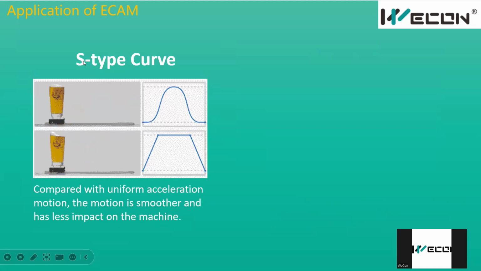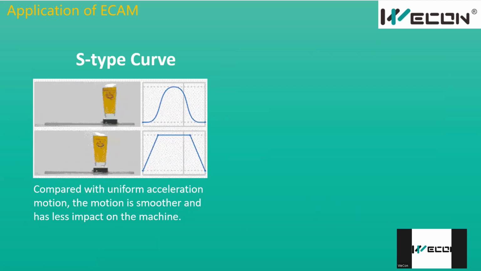Another application, the S-type curve. We can see, compared with uniform acceleration motion, the S-type curve will make our rods move more smoothly and have less impact on the machine. It's more stable.